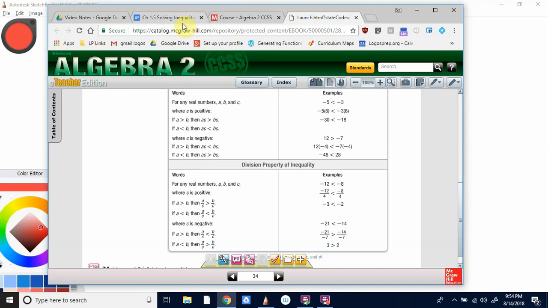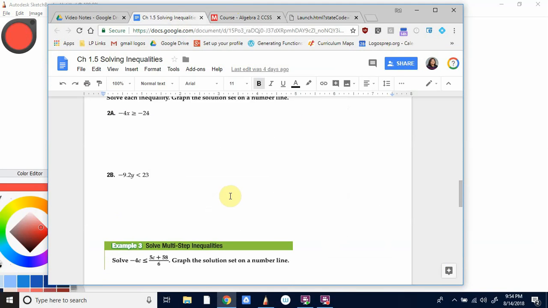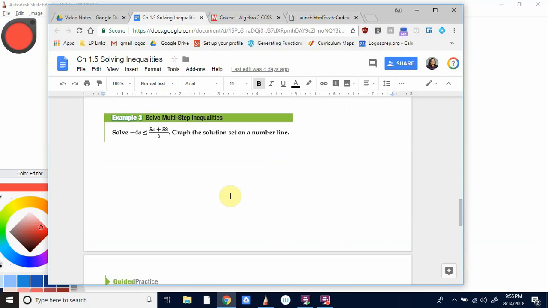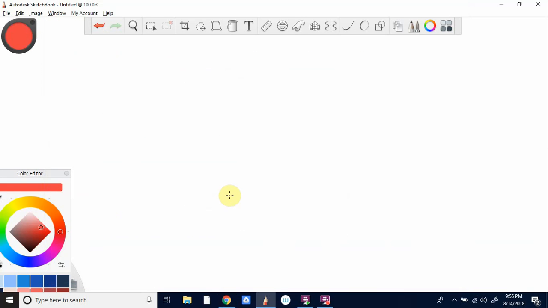So now we're back, and we're going to look at example 3. Example 3 has more inequalities, except for now we have a multi-step. So we don't let fractions and inequalities and negatives scare us. We still solve, we still use PEMDAS, we still use the same rules. All right, so let's look at this example.